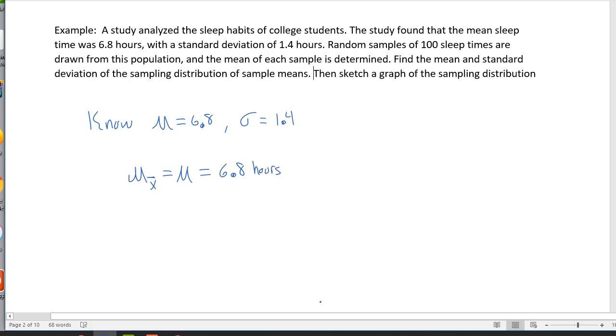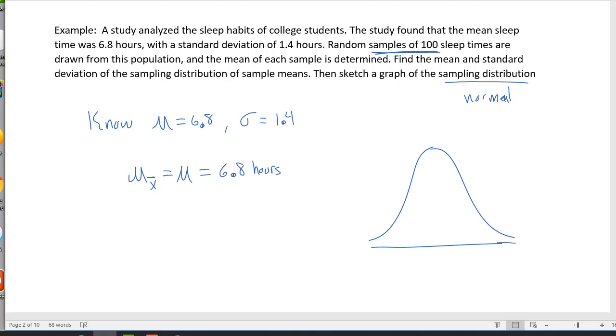Now let me stop for a second. If I'm drawing my distribution of sample means, how do I know that my sampling distribution is normal? Well, part 2 of the theorem says as long as my sample sizes are more than 30, then the distribution of sample means is normal, regardless of the shape of the population. So this is normal since n is greater than or equal to 30. So I jumped to this result a little prematurely.